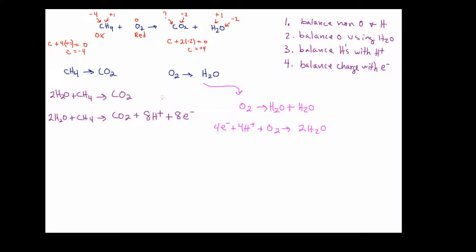Now, we're almost ready to bring the 2 equations together to sum them together. But notice that this one only has 4 electrons, and the half reaction for the oxidation has 8. So we're going to need to multiply this equation by a coefficient so that we've got the same number of electrons. So we're going to multiply by 2. So the final half reaction for the reduction is going to be 8 electrons plus 8 H plus 2 O2 going to 4 H2O. All right, and now we're ready to bring the 2 equations together.